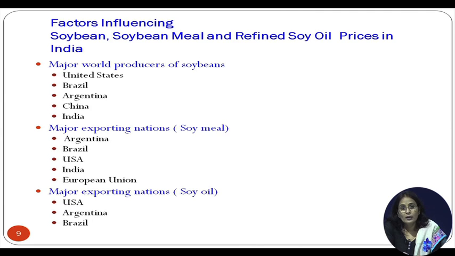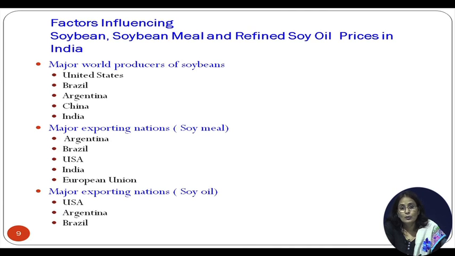So let's go back to what factors influence the prices of these three closely related commodities. The production of soybean in major producing nations, like the United States, Brazil, Argentina, China, and India. India produces around 10 million tons of soybean, and the United States produces around 108 million tons. And who are the major exporting nations of soya meal? Argentina, Brazil, USA, India, and European Union.